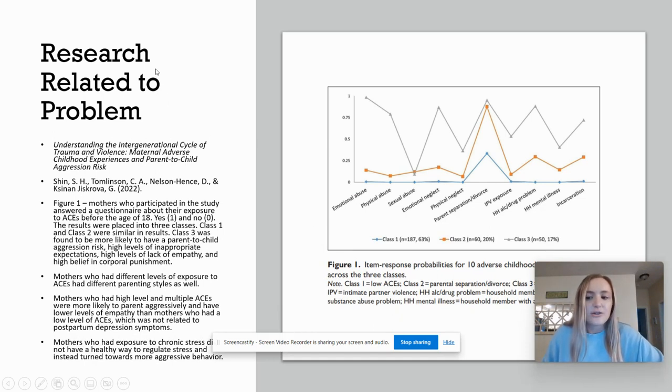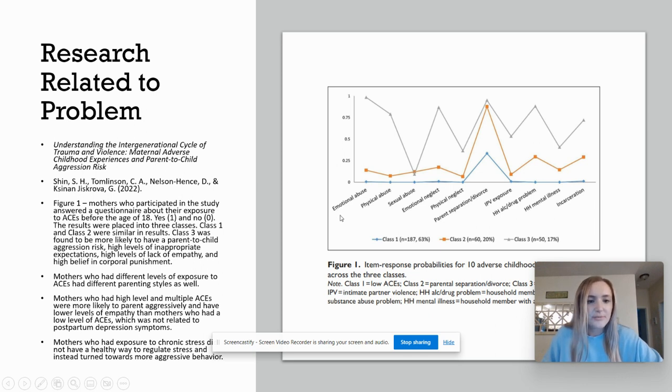So the second article that I found relating to my problem is Understanding the Intergenerational Cycle of Trauma and Violence, Maternal Adverse Childhood Experiences, and Parent-to-Child Aggression Risk. This is by Shin, Nelson Hintz, and Jaskrova.